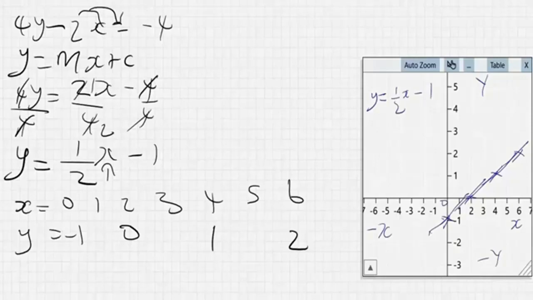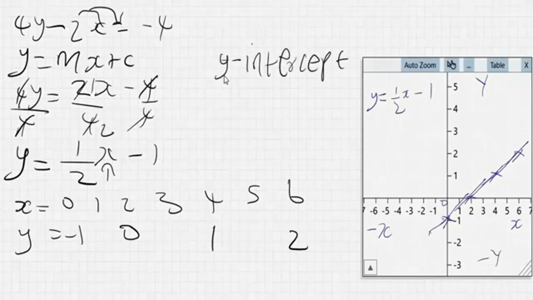Now, if you have to get the y-intercept, remember I said that the y-intercept is the point at which the straight line hits the y-axis. So where this straight line hits the y-axis is at -1. So if you're asked to get the y-intercept for this graph, the y-intercept will be -1. That's where the straight line hits the y-axis. So that is for this graph.